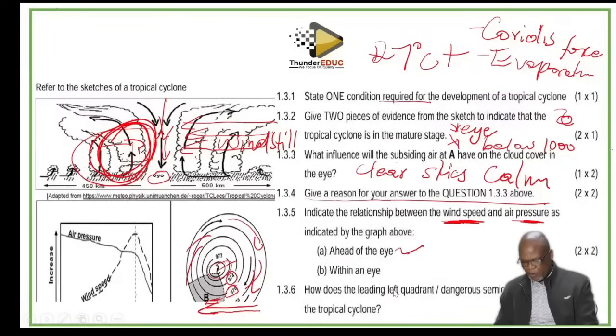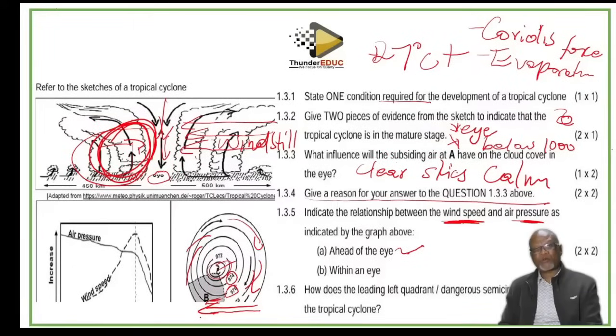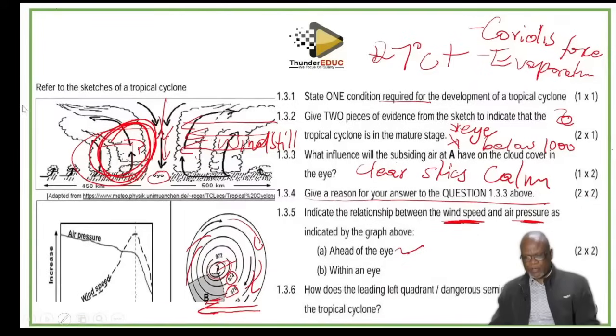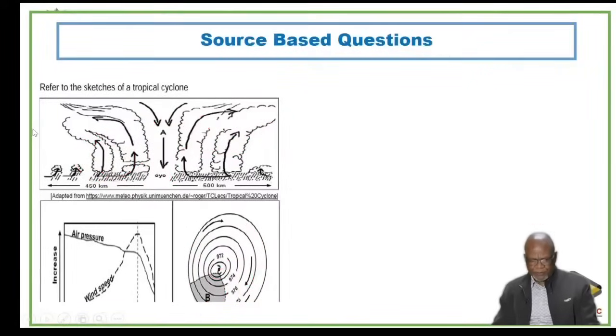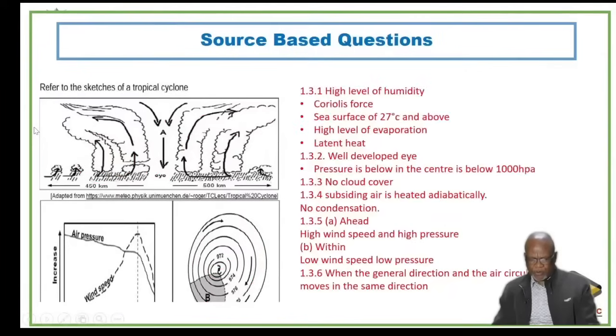How does the leading or left quadrant dangerous semicircle develop? It develops when the general direction and the circulation direction are the same. The general direction from east to west and the circulation direction are also from east to west. So that is when the tropical cyclone is going to have that dangerous semicircle. These are the answers that we spoke about.